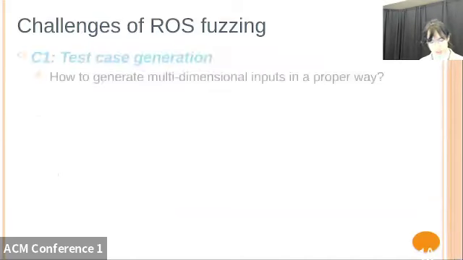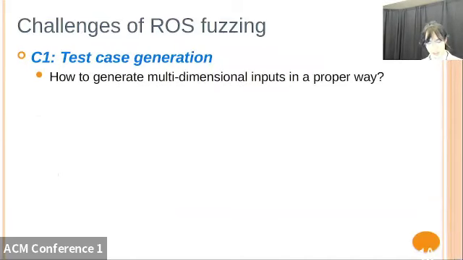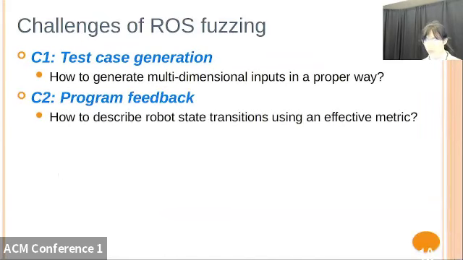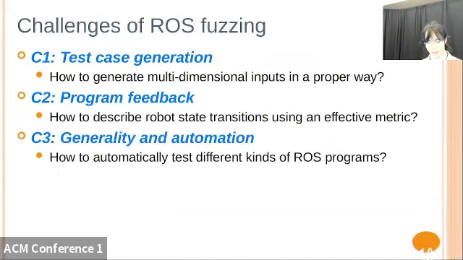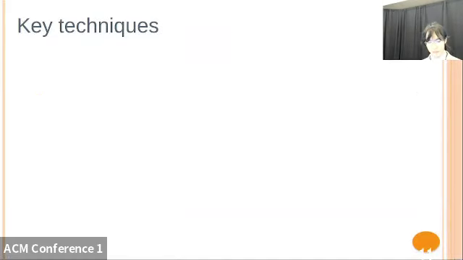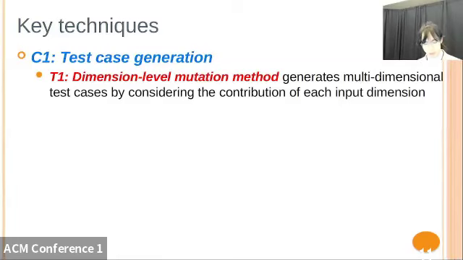From these approaches, we summarize three main challenges of ROS fuzzing. First, how to generate multidimensional inputs in a proper way. Second, how to describe robot state transition using an effective metric. Finally, how to automatically test different kinds of ROS programs. To solve these challenges, we propose two novel techniques. For the first challenge, we propose a dimension-level mutation-based method, which generates multidimensional test cases by considering the contribution of each input dimension.